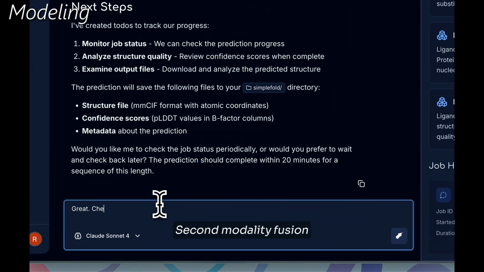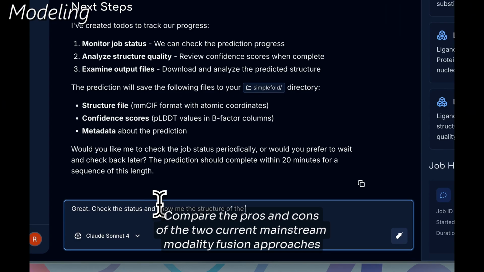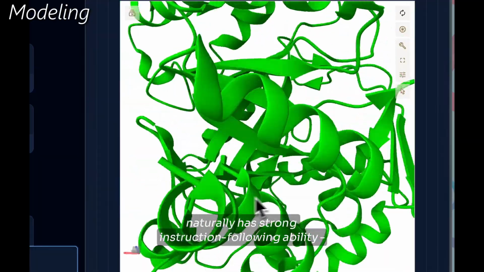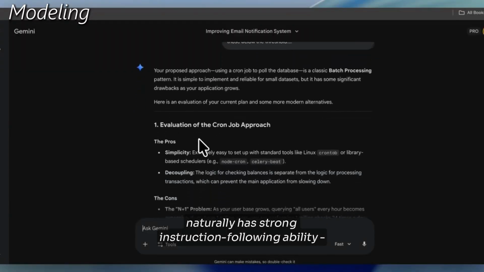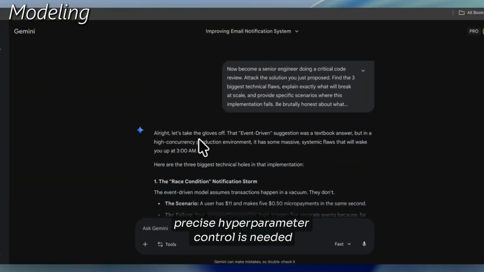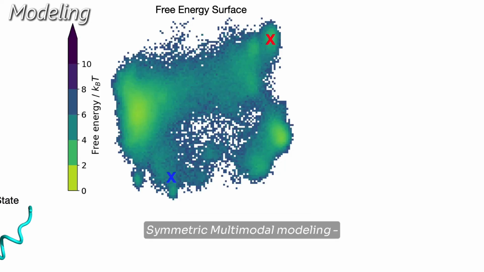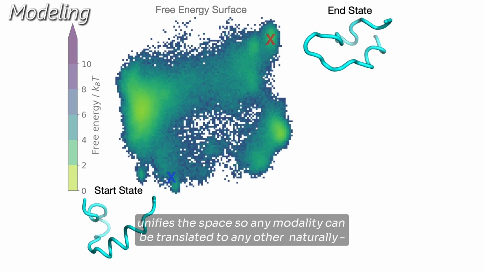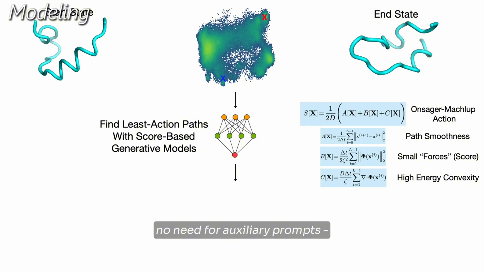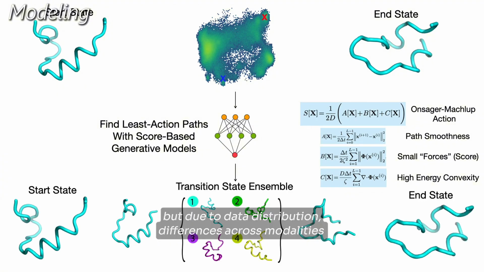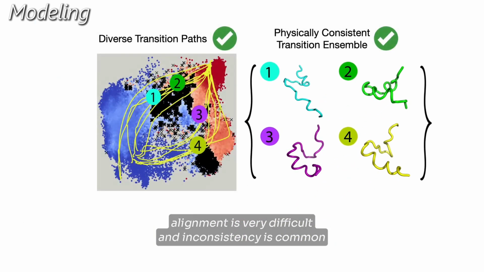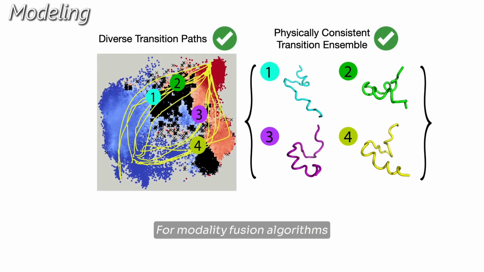Second, modality fusion. Compare the pros and cons of the two current mainstream modality fusion approaches. LLM-based multimodal naturally has strong instruction following ability, but suffers from catastrophic forgetting after synthetic data training. Precise hyperparameter control is needed. Symmetric multimodal modeling unifies the space so any modality can be translated to any other naturally. No need for auxiliary prompts. But due to data distribution differences across modalities, alignment is very difficult, and inconsistency is common for modality fusion algorithms.